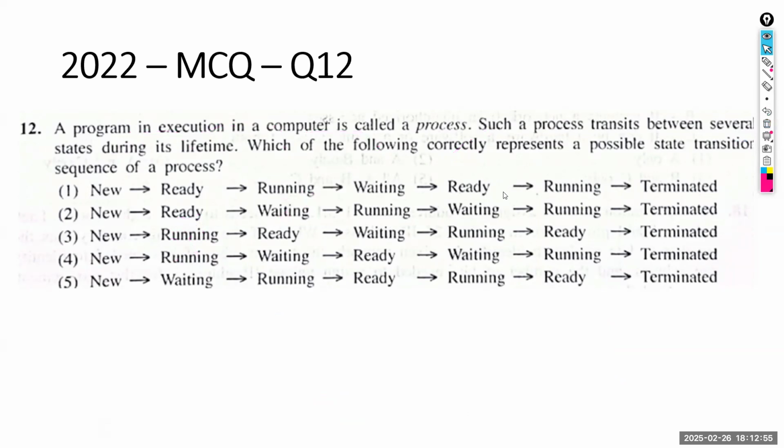A program in execution in a computer is called a process. Such a process transits between several states during its lifetime. Which of the following correctly represents a possible state transition sequence? Again, a similar question. Now you should be able to do it without any issue. Think about the impossible things, the invalid possibilities, and the moment you find an invalid scenario, you take it out. What is the answer?